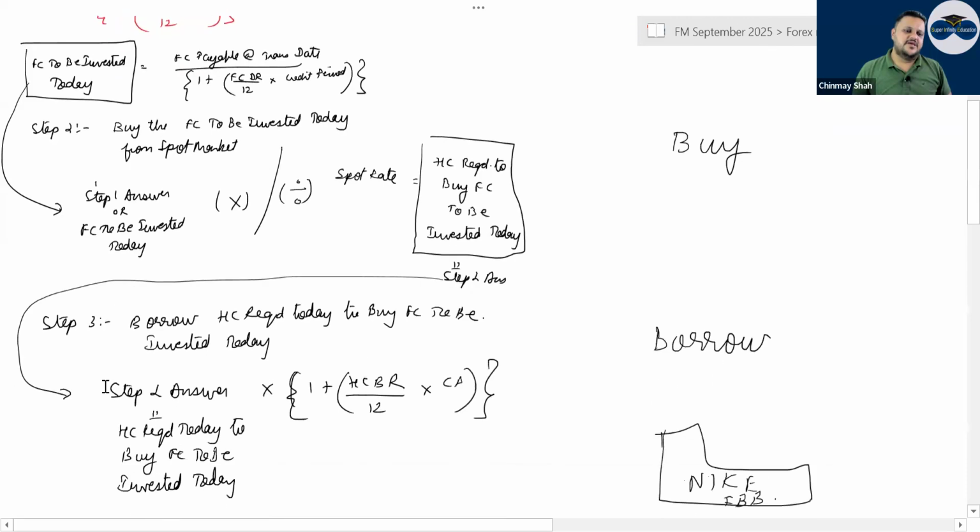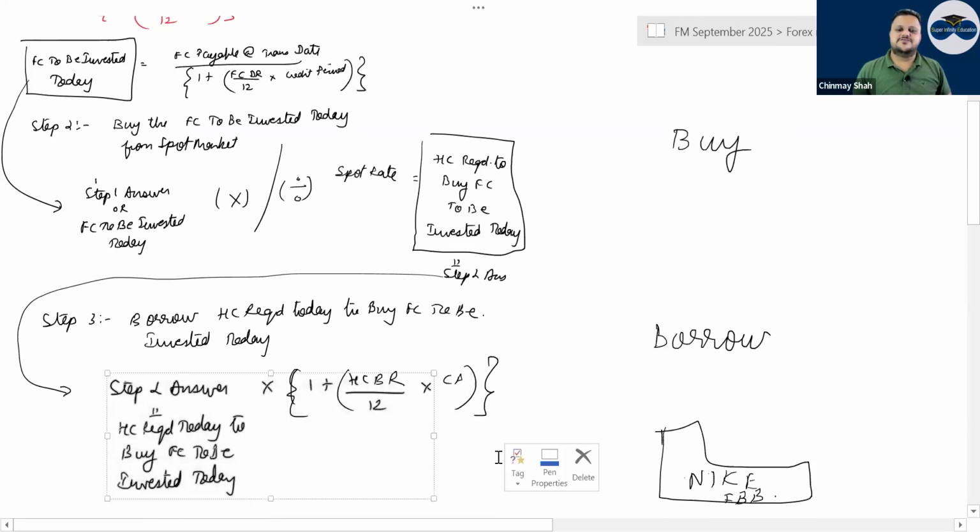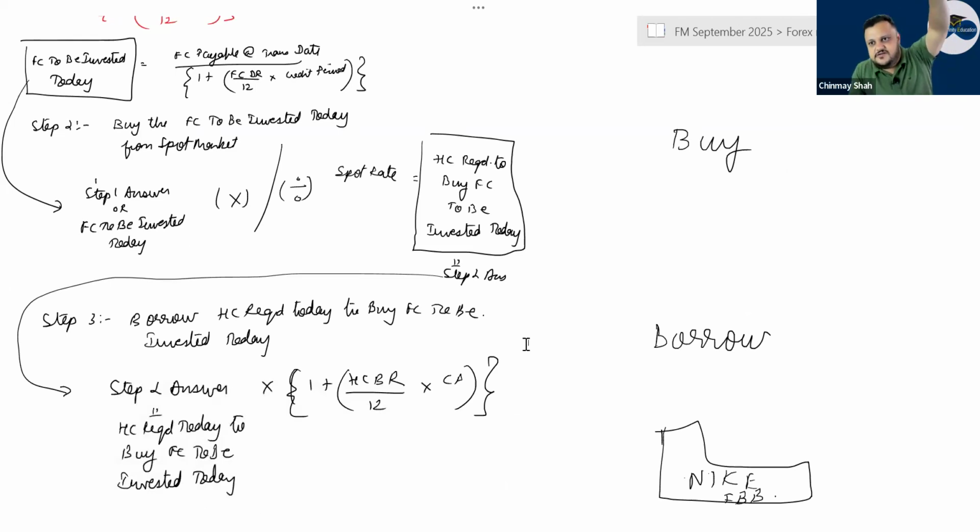You borrow the home currency using the HCBR, home currency borrowing rate, and see how much is payable after 3 months. Take that rupees, go to the spot market, execute the transaction, take the dollars, and invest it with the bank, right? When the bank investment gets matured, you can pay that amount to your foreign seller, and then you have to pay rupees when it gets matured. So IBB: invest, buy, borrow.